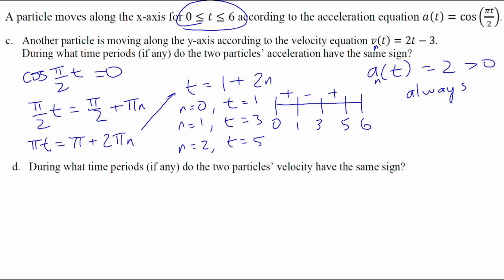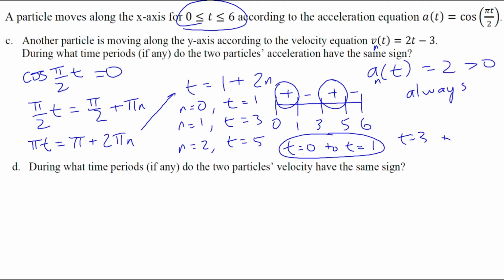And if we put in something like 5.5, or we could say 11 halves, we'd get 11 pi over 4 inside of there. And the cosine of 11 pi over 4, well, 11 pi over 4 is in the second quadrant, and that's where cosine is negative. So we can see that they have the same sign, right, when they're both positive. So that'd be from t equals 0 to t equals 1, and also from t equals 3 to t equals 5.